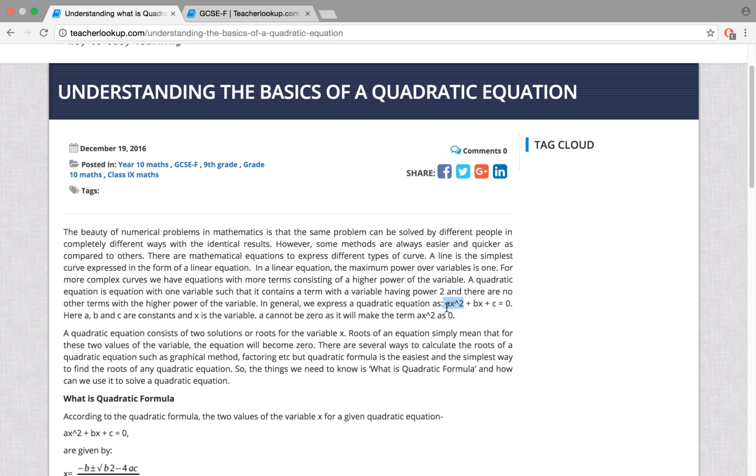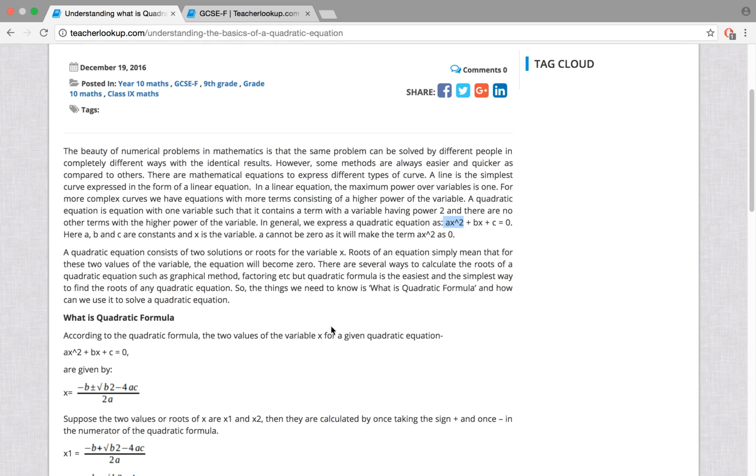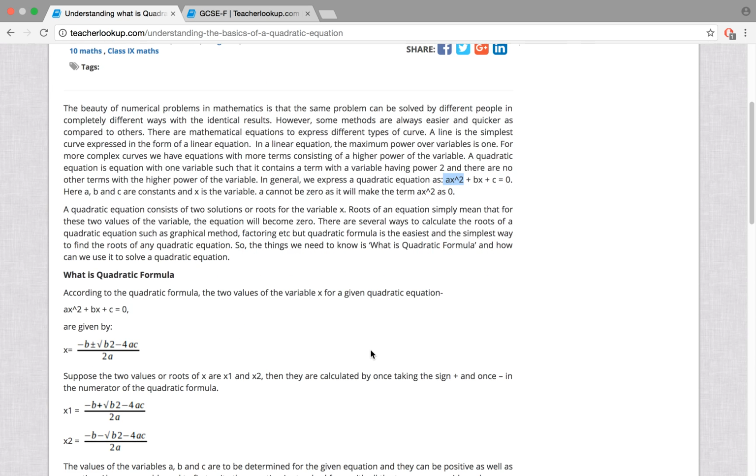Roots of the equation simply mean that for these values of the variable, the equation will become 0. So this is how it's usually written.